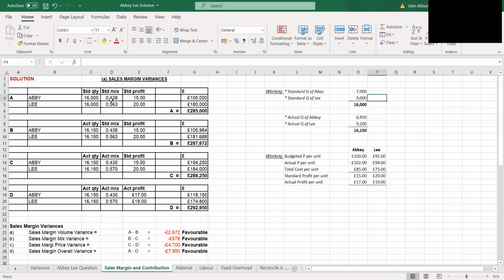We then want to get the standard mix. That's just the proportion of each product out of the 16,000. For Abbey, it will be 7,000 as a proportion of 16,000, which is 0.438 to 3 decimal places. And for Lee, it will be 9,000 over 16,000, which gives us 0.563 thereabouts. So we plug these numbers in here, the standard quantity and the standard mix, and we'll then get the standard profit.